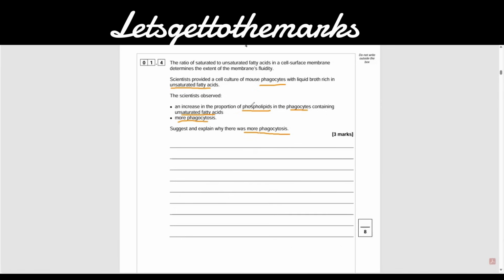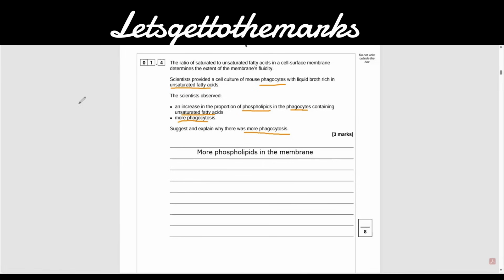So essentially, this is a really hard question. I think it was actually understanding what this question was talking about. It's basically saying link the phospholipids and the unsaturated fatty acids to phagocytosis. And if you remember phagocytosis, remember, phagocytosis is when a white blood cell engulfs a pathogen. And what does it have to do? It has to have a flexible membrane. So you've got to infer all of that from the stem of this question.